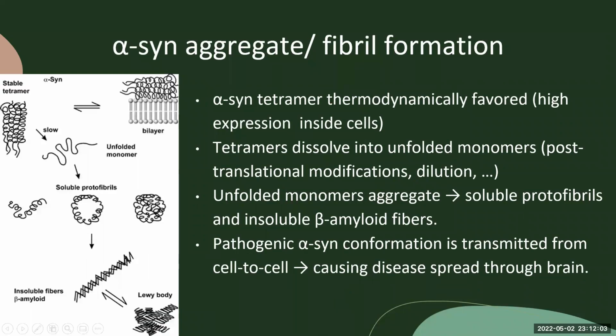Okay, so how does alpha-synuclein aggregate? Alpha-synuclein starts off as a tetramer that is thermodynamically favored inside the cells because of its high expression. The tetramers could dissolve into unfolded monomers because of post-translational modifications, dilution, or other unknown environmental factors. Unfolded monomers can aggregate into soluble high molecular mass protofibrils and insoluble beta amyloid fibers. The pathogenic conformation of alpha-synuclein is transmitted from cell to cell, and this transmission causes disease to spread through the brain, such as PD or Alzheimer's.